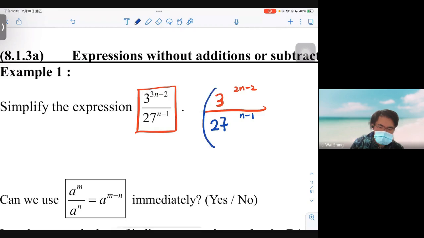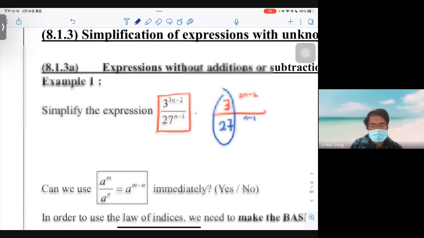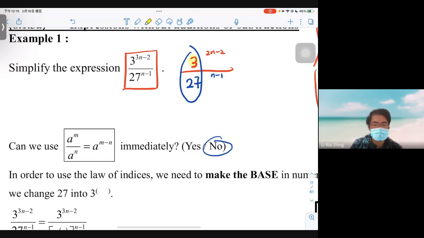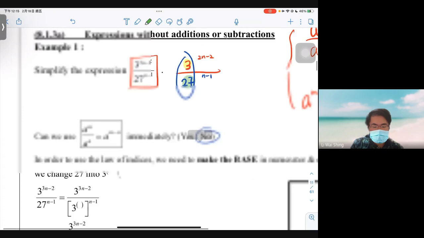How can I simplify it? Okay, can I use a^m over a^n equals a^(m−n)? No, because the bases are not the same. 上面係3，下面係27。So how to do that?